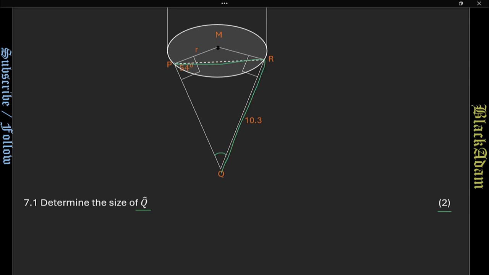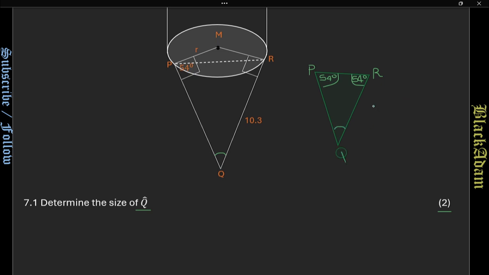So for the size of Q, we take a special part. That's our triangle there. Okay, so we sketch that triangle. Let's just sketch it again, so it looks better. So we have P, we have R, then we have 54 degrees, and that should also be 54 degrees. Okay, so let's calculate. So we have Q there.